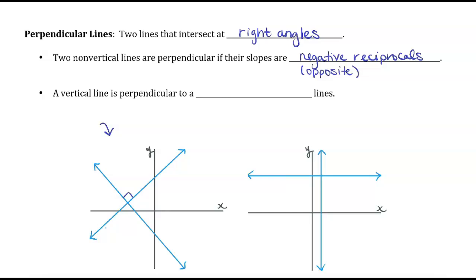Now let's take care of the case when we have a vertical line. Vertical lines have undefined slopes, so we can't refer to their slopes when deciding if they're perpendicular or not. So what we'll simply state is that a vertical line is perpendicular to a horizontal line.